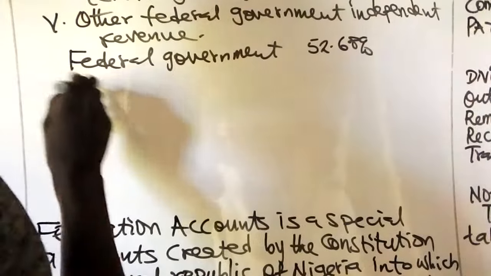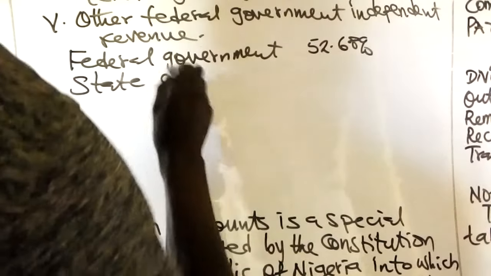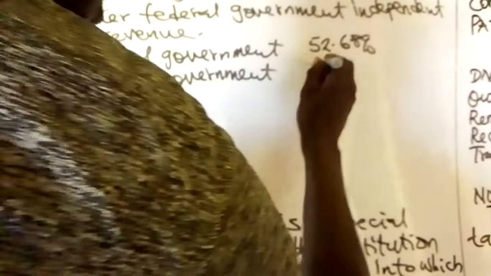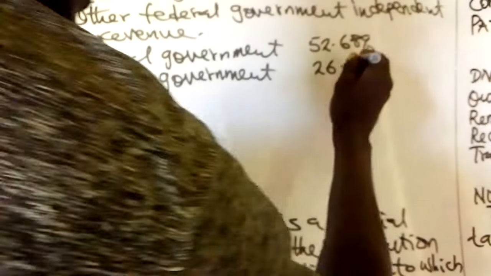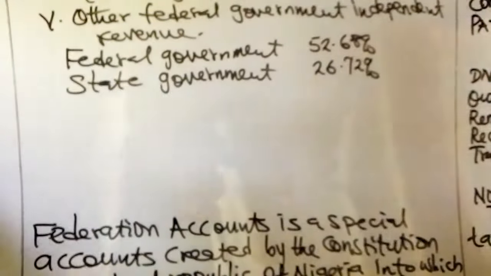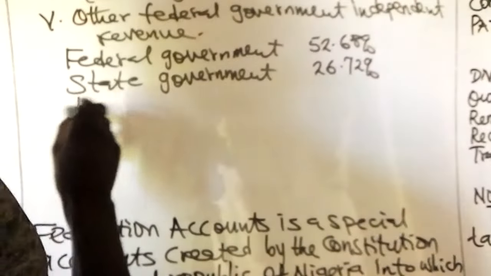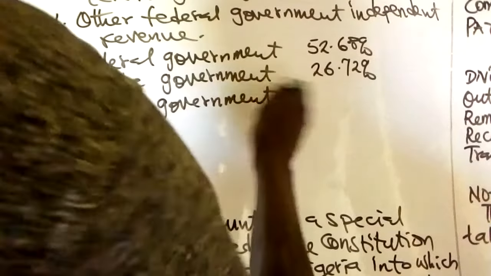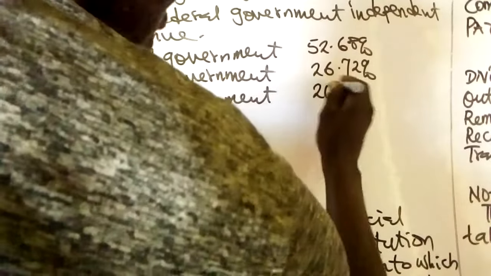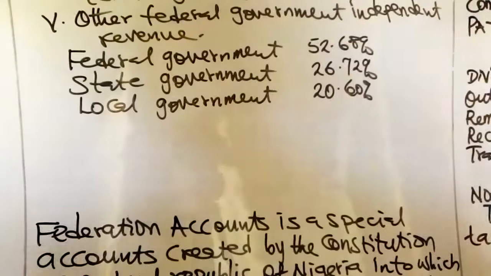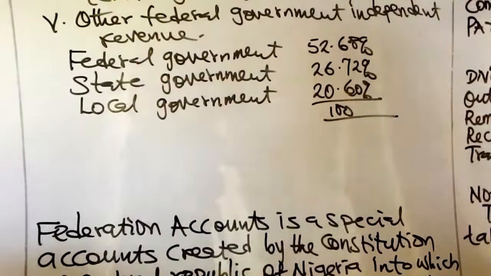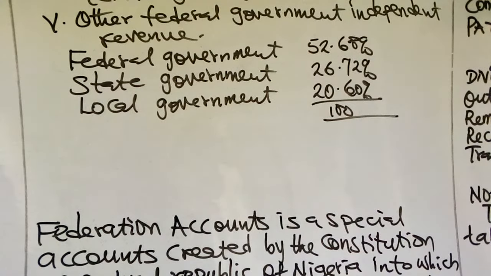So state government share of Federation account is 26.72%, and local government share of the Federation account is 20.60%. And when you sum it up, it gives you 100%. So that is the formula for sharing the Federation account revenue.